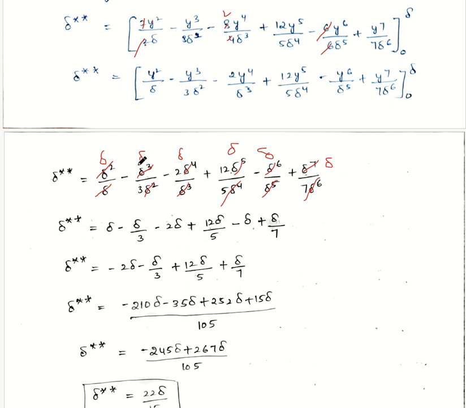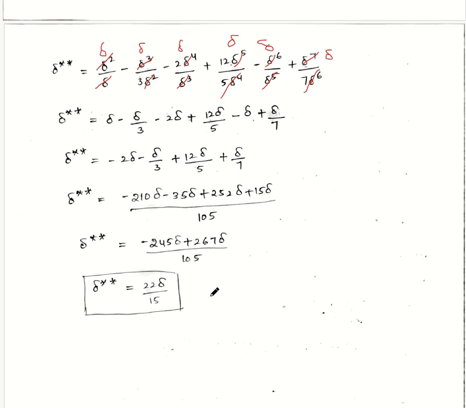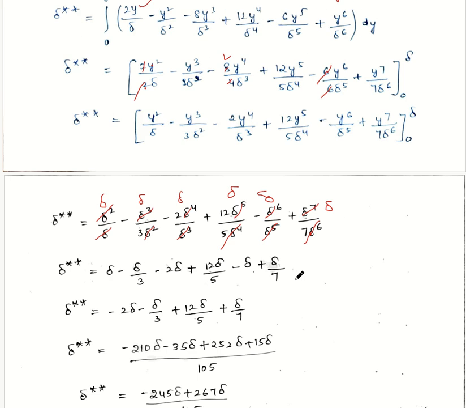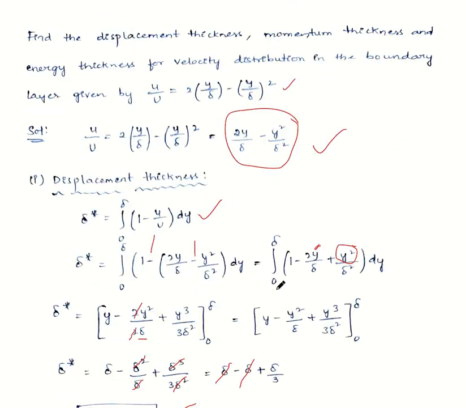So it becomes delta minus delta by 3 minus 2 delta plus 12 delta by 5 minus delta plus delta by 7. So try to take out the LCM and simplify. You will be getting the answer as 22 delta by 50. So this is how you have to solve for displacement thickness, energy thickness and momentum thickness. It's easy when you can open the brackets correctly and do the differentiation correctly. Hope you all understood the video. Thanks for watching.